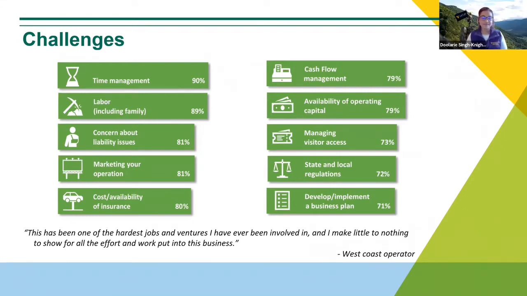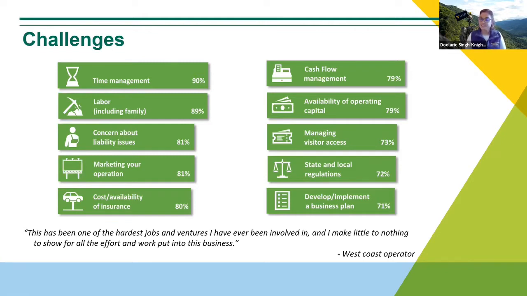And so as part of the study, we inquired about the various challenges or barriers to success for agritourism operators. So here are the issues that respondents identified as either very challenging or somewhat challenging. And each bar here represents the percent of our respondents. Operators across the US mentioned time management as one of their biggest challenges, as well as labor, concerns about liability issues, and some of the issues you see mentioned here.